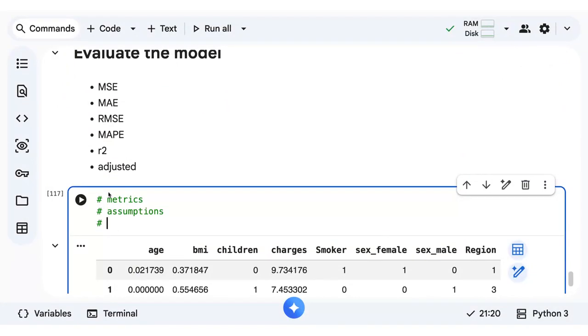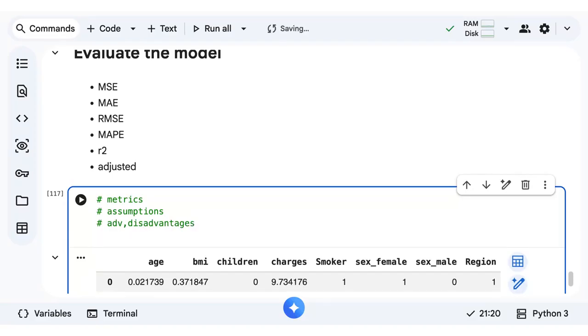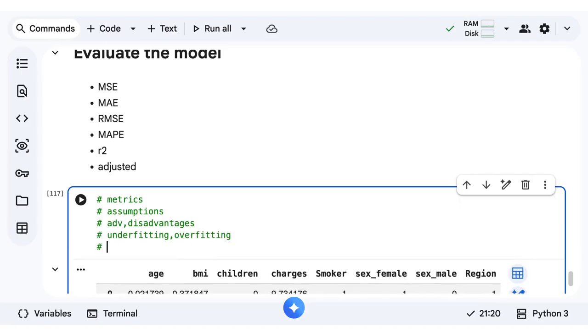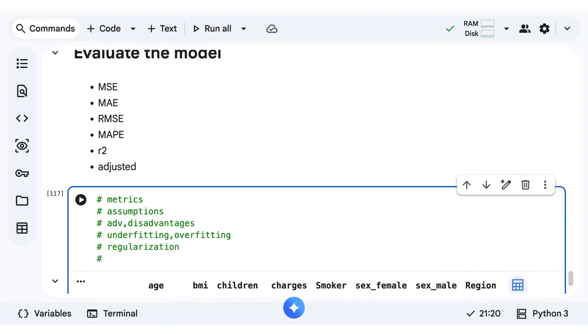Okay, so I need to discuss metrics, assumptions, advantages, disadvantages, and then we'll discuss underfitting, overfitting, and then we have regularization and regularization algorithms also. And finally, we have a concept called gradient descent. So if I teach these topics, we'll be done with linear regression.